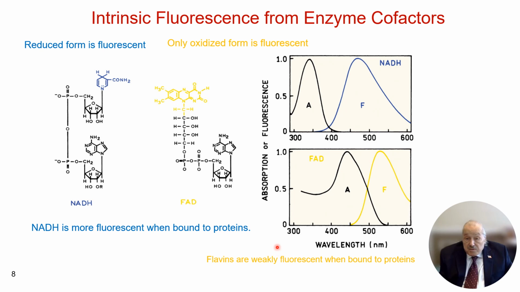As far as the intrinsic probes, we have NADH, which is nicely fluorescent and is widely used. And we have flavin adenine dinucleotide, which has very weak emission whenever it's bound to proteins. It's good in solution, but not when bound to proteins. So the emphasis in research has always been on using NADH for some type of biophysical experiment.